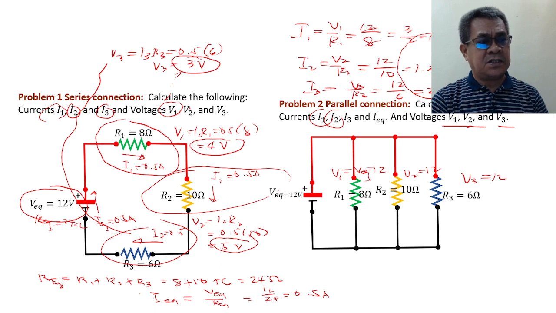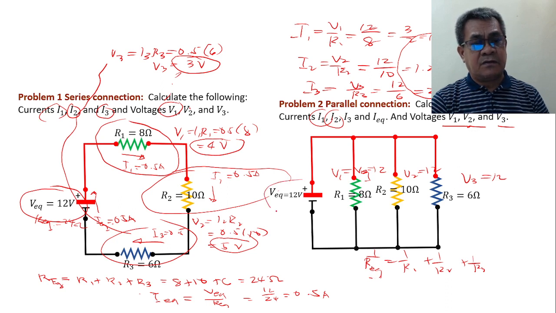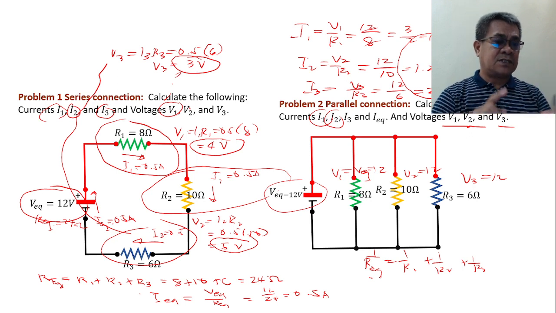But you can verify the accuracy of this after calculating the R total. What is R total? R total, remember, is the reciprocal. Okay? R equivalent, 1 over R equivalent is 1 over R1 plus 1 over R2 plus 1 over R3. So you have to calculate this one, and after that, you can multiply these two, the result of this, R equivalent times I equivalent, then compare that with the 12 volts. They must have very close results.